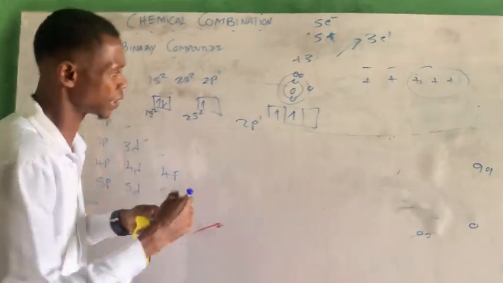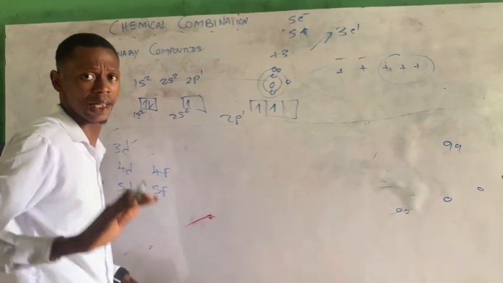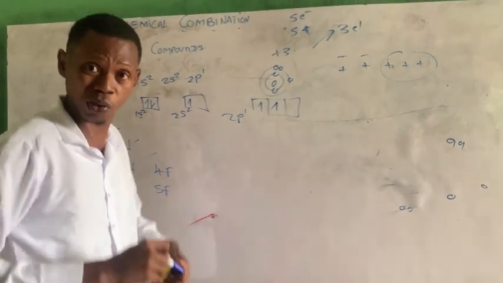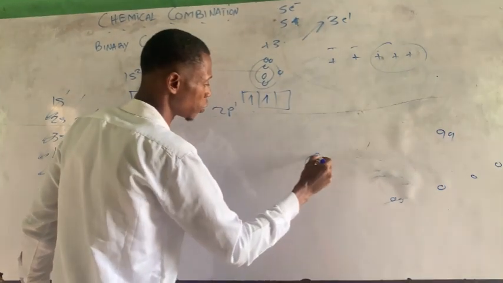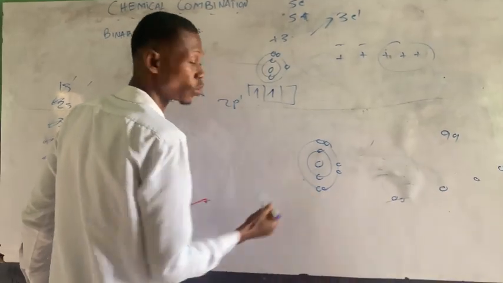Let me give you an example of an element that will get a negative oxidation number but a positive valency. That is oxygen. If you take oxygen, like this, this is oxygen.